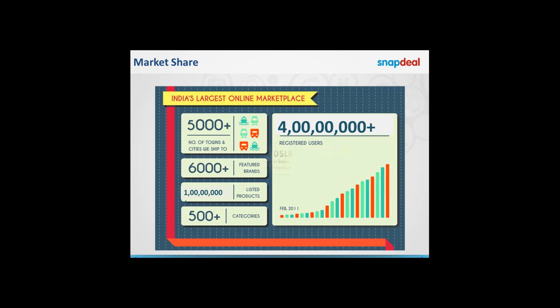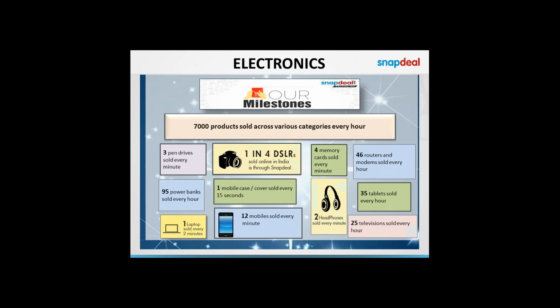Now, this is just for your information. We have set up benchmarks in the industry. For example, 1 laptop is sold every 2 minutes through our platform. 12 mobile phones are sold every minute. The rest is for you to look at. This is primarily in the electronics category. We'll look at what benchmarks we have achieved in the other categories.